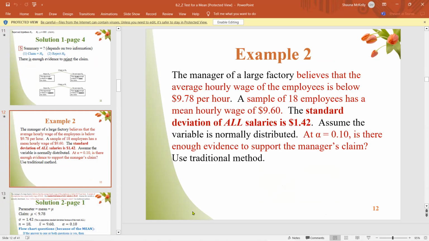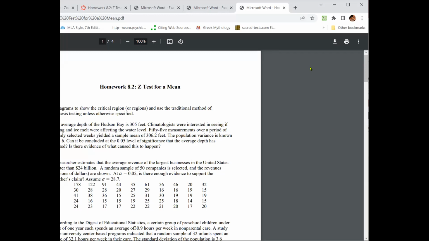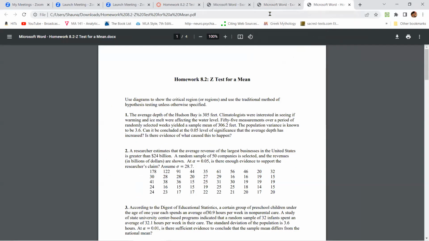I'm going to spend some time in this video going over the actual problems that we are going to be doing. So here, let me close this for a moment and let me bring up the homework. Let me maximize this. So the first thing we want to do in any hypothesis test, it sounds obvious, but read the problem and figure out exactly what they've given you.